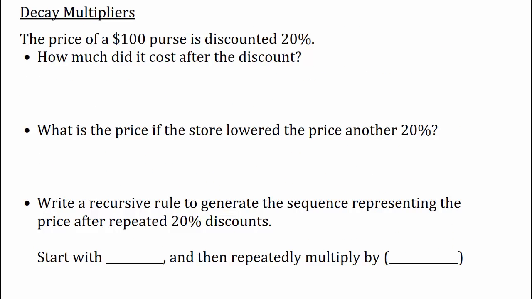Decay multipliers are different. Each time we end up with less and less when we have a decay multiplier. Let's see how they work. The price of a $100 purse is discounted 20%. How much did it cost after the discount? Well, we know that 20% of $100 is $20, so we're saving $20, which means the price of the purse was $80. Let's see how we can do that mathematically.